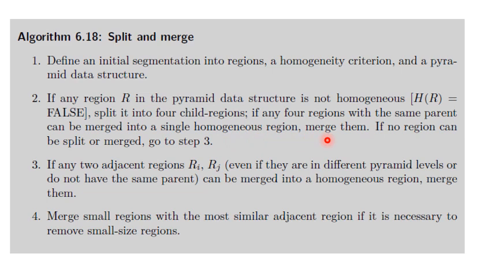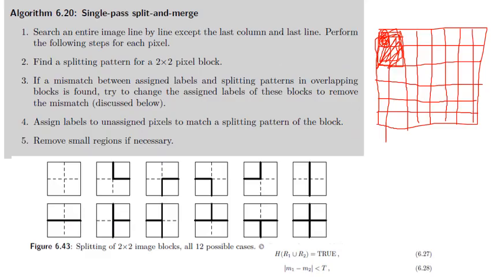So if no 2 regions can be split or merged, then I can go to step 3, which I told you just now. If any two adjacent regions Ri and Rj can be merged into a homogeneous region, merge. Merge the small regions with the most similar adjacent regions if it is necessary to remove small size regions. It is actually simple. So basically, to understand split and merge at the next higher level, the algorithm is defined as follows.